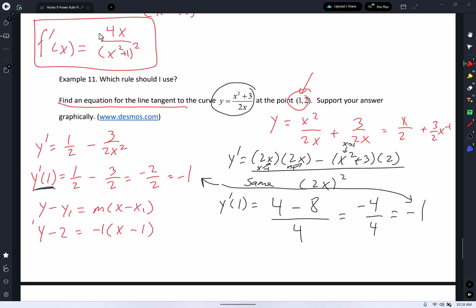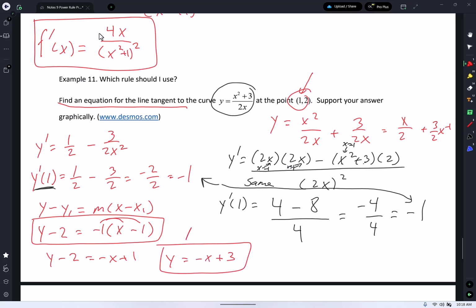If we were AP testing, I would tell you to leave it alone right there, but we're not there yet, not even remotely close. So I'm just going to leave it in slope-intercept form. So y minus 2 equals negative x plus 1, plus 2 plus 2, y equals negative x plus 3. This is the tangent.